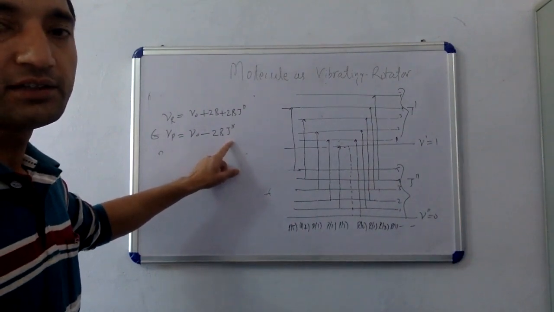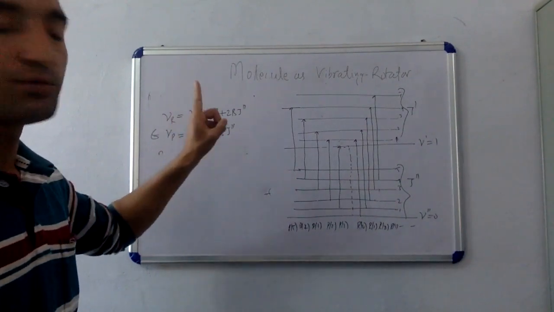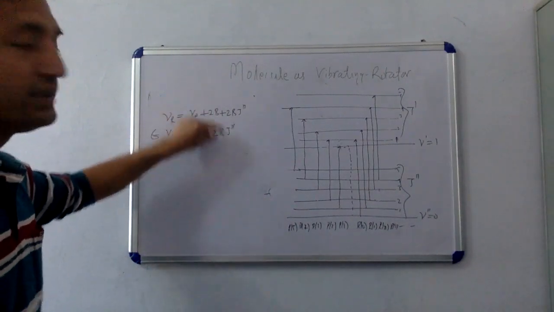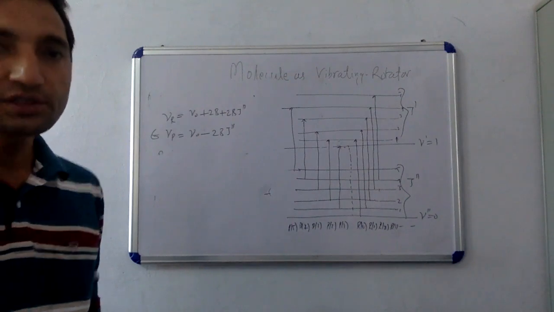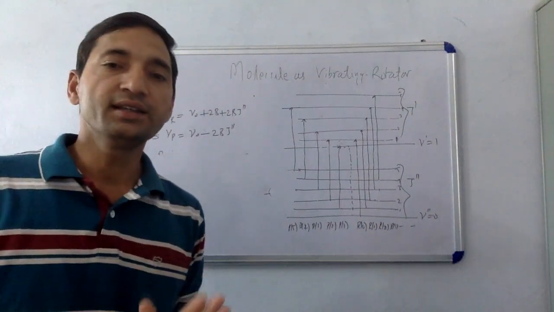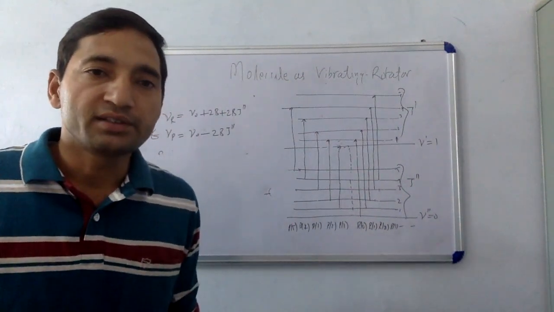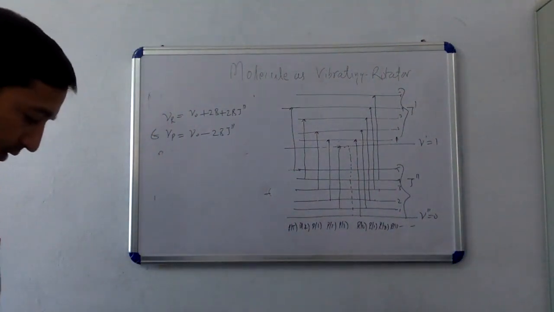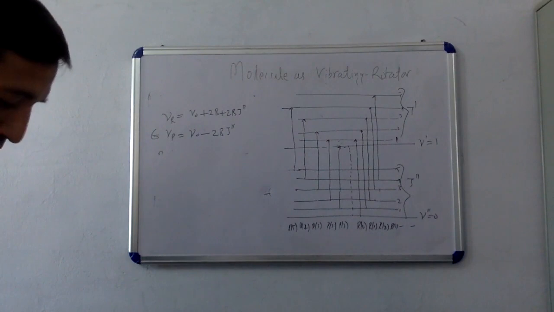The J double prime cannot be 0 in the P branch, at least it is 1. Then you have this 2B. So now you have an equidistant separation between these two lines, once you are not considering the interaction between the vibrational and the rotational spectra. So from equations number 1 and 2 we have this one.